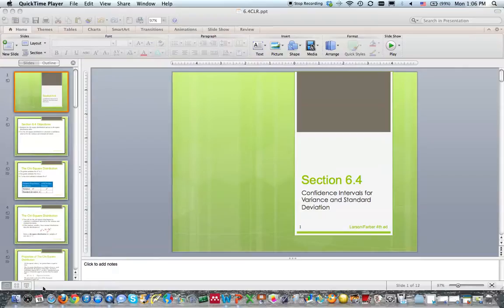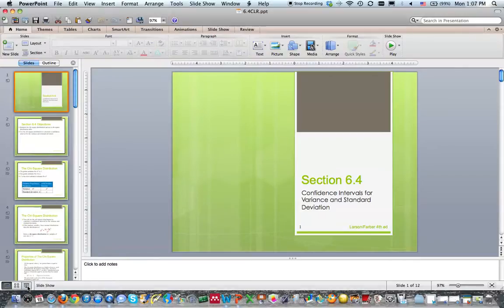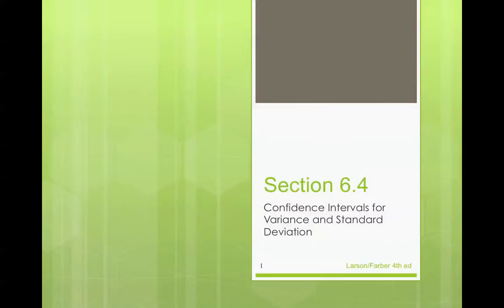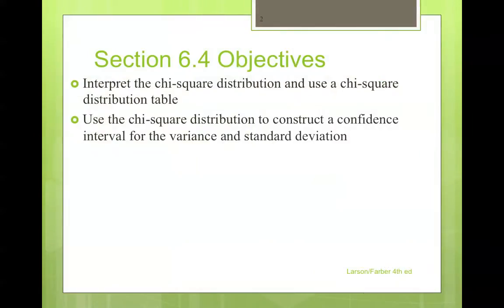This is section 6.4, confidence intervals for variance and standard deviation. So we're going to interpret the chi-square distribution and use the chi-square distribution table. Use the chi-square distribution to construct a confidence interval for the variance and standard deviation.